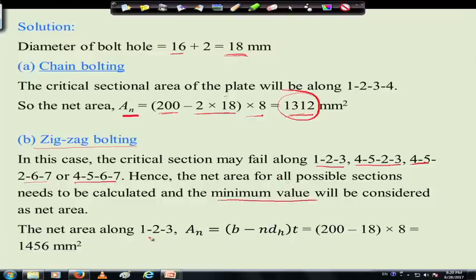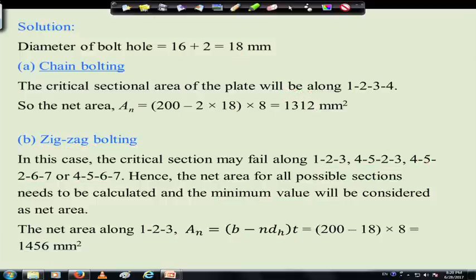Now, if we consider the net area along 1, 2, 3, it will be simply (B minus n d_h) into t, where n is equal to 1 and there is no staggered pitch. Therefore, we got 1456 mm² as the net area along 1, 2, 3.